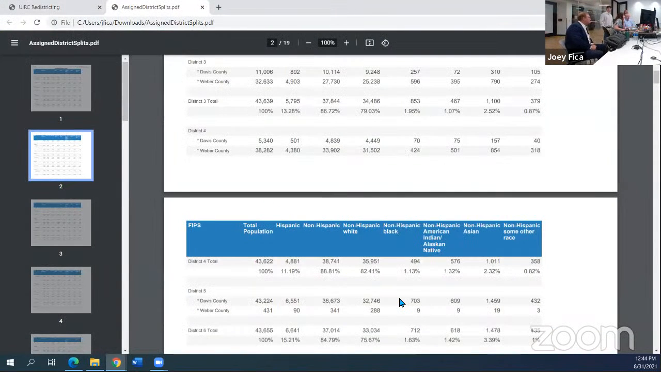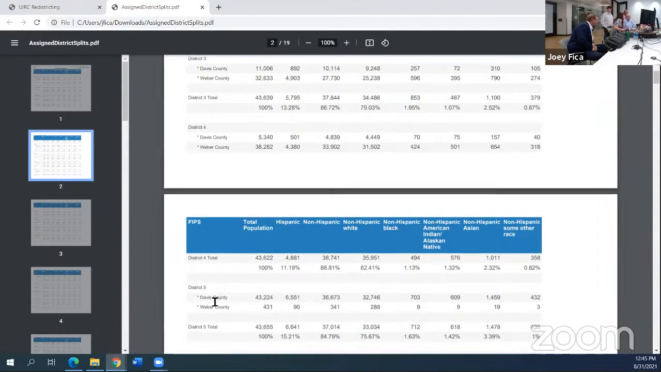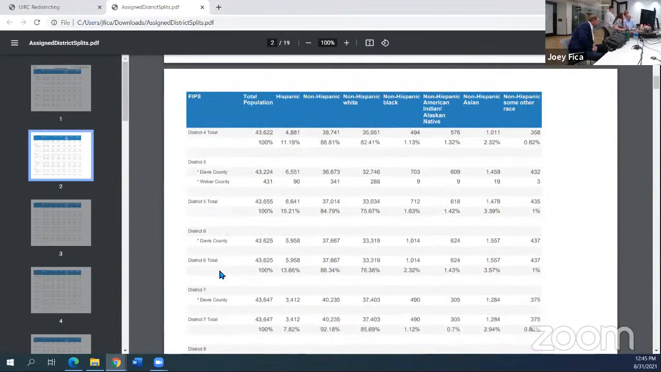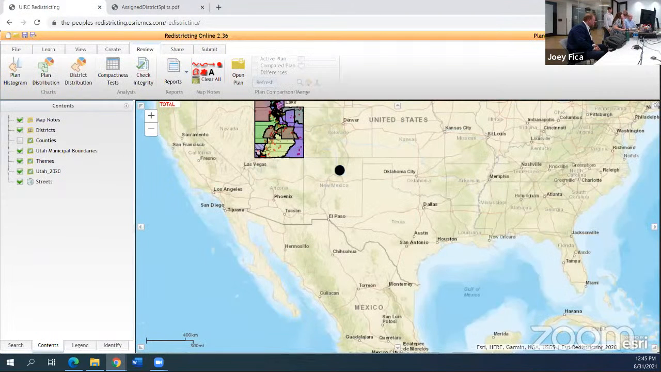How come it says Davis County? I think it means District 5 contains part of Davis and part of Weaver. So does District 4. But what's District 6? District 6 is just Davis County. But it's split across others. Right, so if District 6 contained all of Davis County, you wouldn't have an asterisk. But we have a portion of Davis County that makes the whole district. All right, we can go through and play with that.